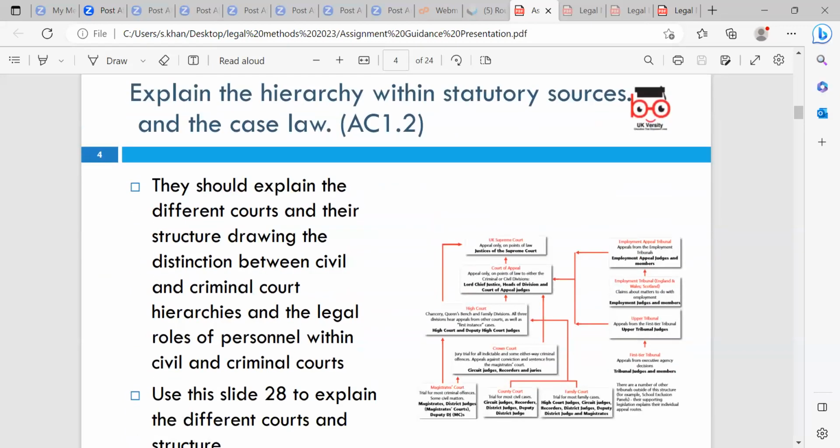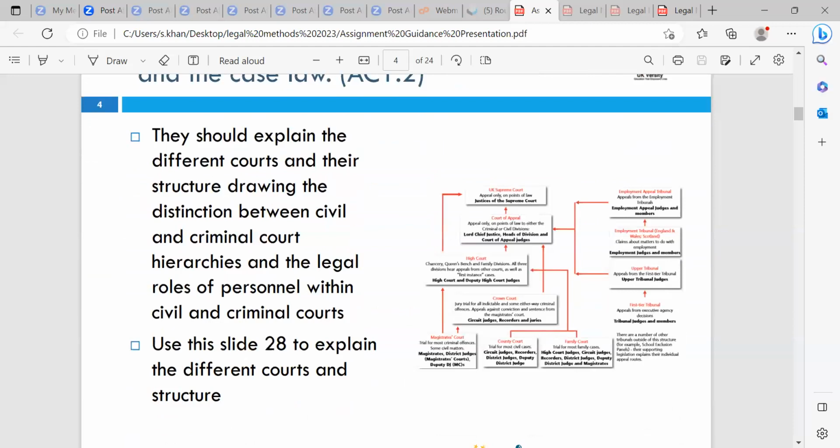Then you need to look at explaining the hierarchy within statutory sources and the case law, AC 1.2. You should explain the different courts and their structure, drawing the distinction between civil and criminal court hierarchies and the legal roles of personnel within civil and criminal courts. You need to use slide 28 to explain the different court structures. Can you see that slide? That comes in a lot of the units that we've done, and it identifies the different types of courts. So, you know, the Supreme Court, the Court of Appeal, High Court, the Employment Court. You need to look at them, okay?